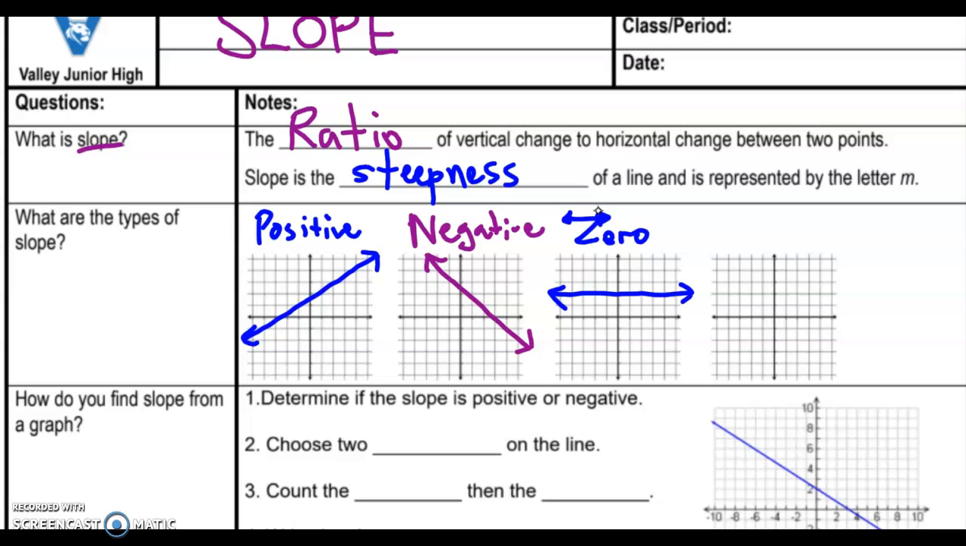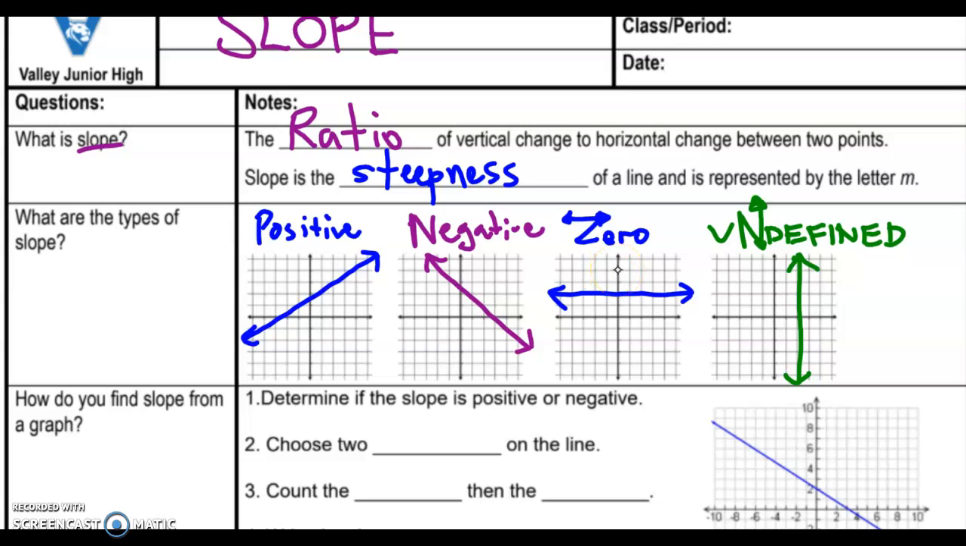And then lastly, we have undefined slope. So if you have a vertical line, that would be considered undefined. Okay? And notice the N looks like a vertical line. So undefined is that way, zero is this way.